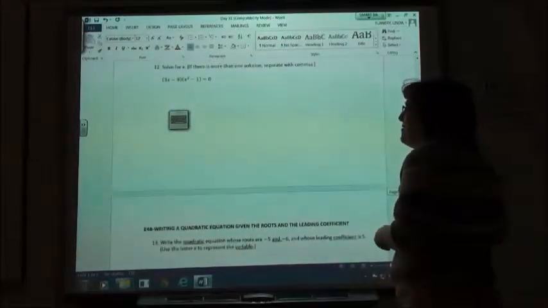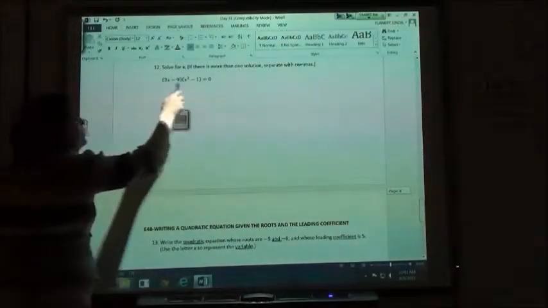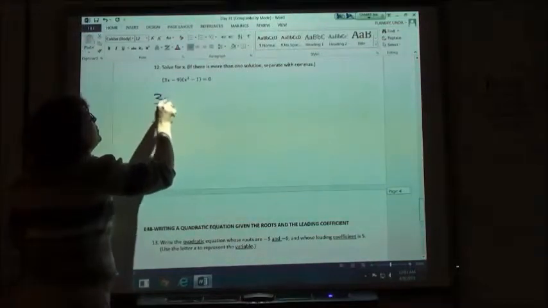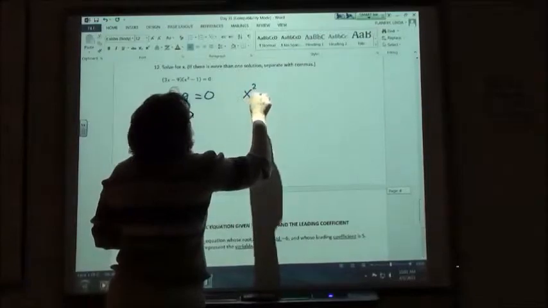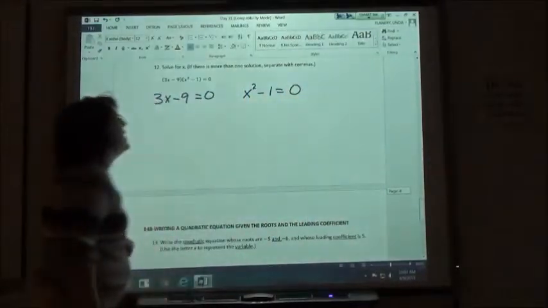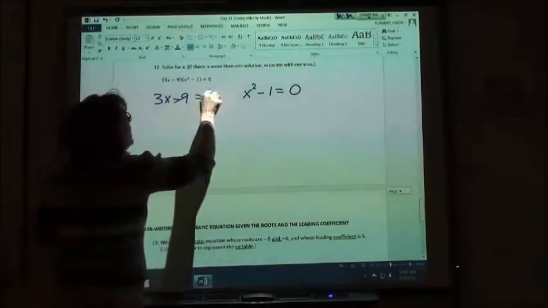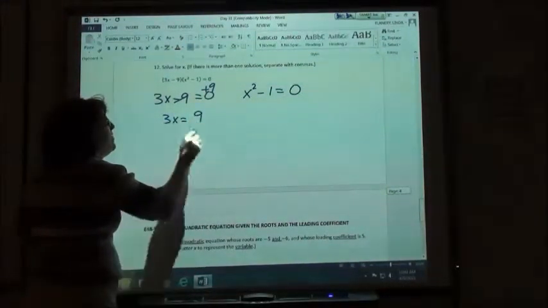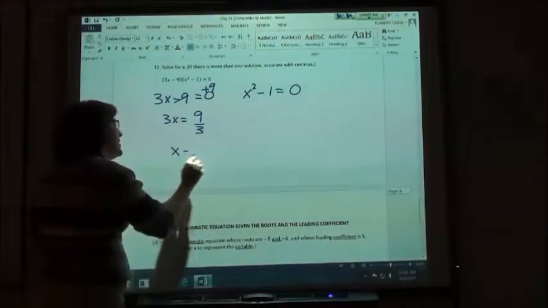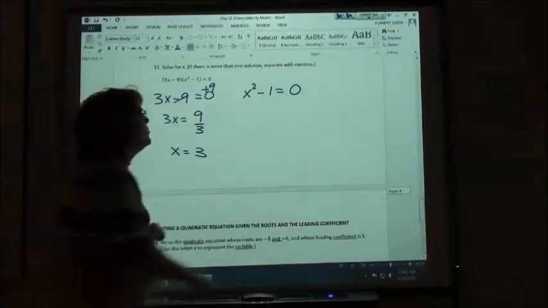Number 12, same kind of thing. Solving for x. My factors are equal to 0, so either the 3x minus 9 might equal 0, or the x squared minus 1 might equal 0. Solving my first one, I'm going to add my 9, 3x equals 9, and divide by 3. So x equals 3.